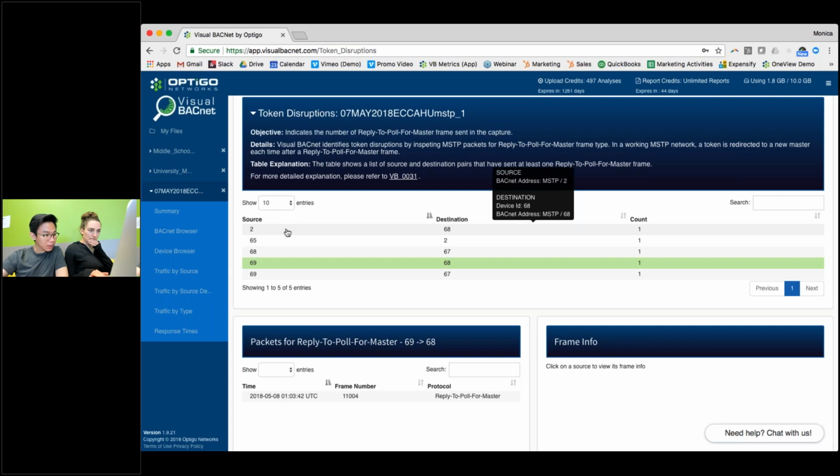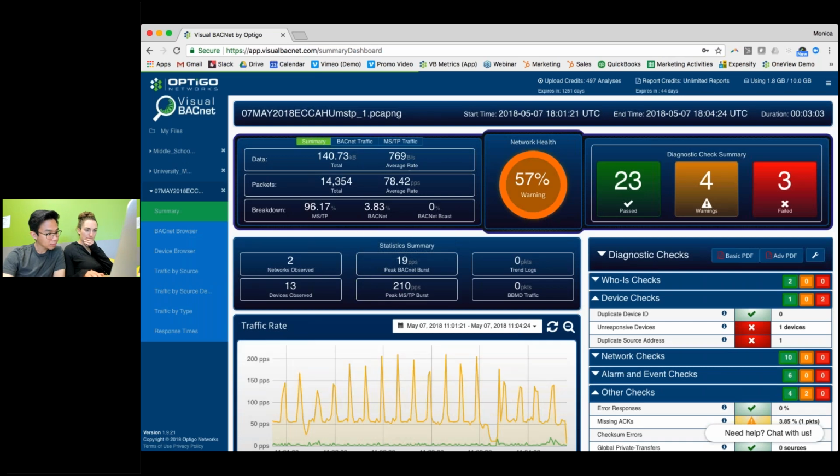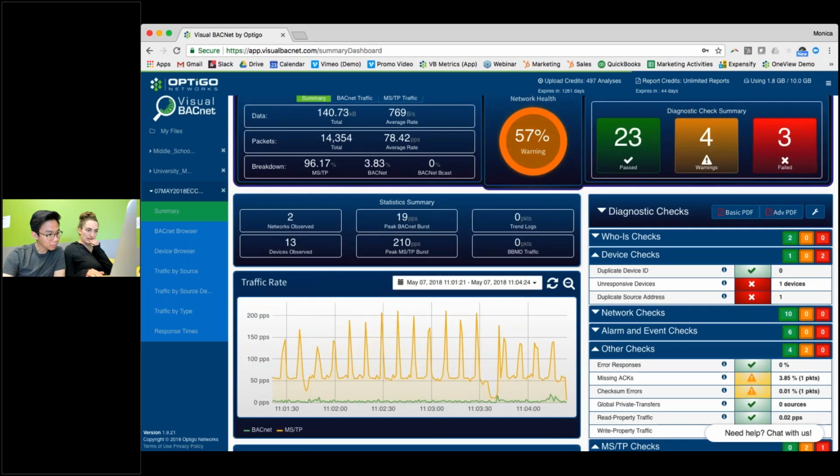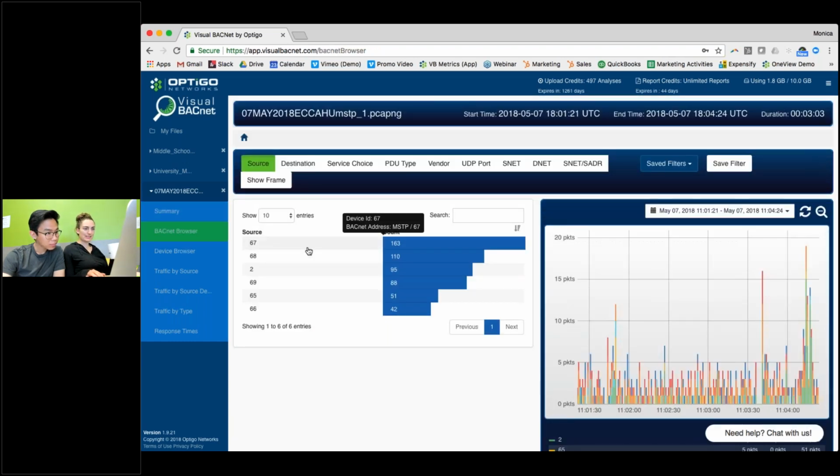Can you check the traffic? The graph? Yeah, how much traffic is going through this? Start with the summary. So that's quite a bit of traffic, and if we check the BACnet browser, we can see who's taking the brunt of the traffic. Ooh, 67. So 67 is taking most of that traffic.